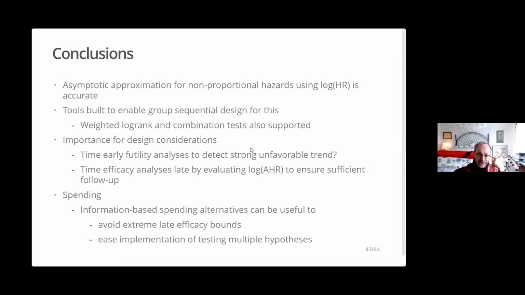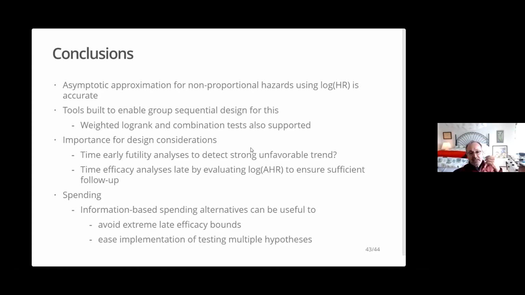So the asymptotic approximation for non-proportional hazards using the log hazard ratio is pretty accurate. And we've also done this for weighted log rank tests and combination tests. Cyrus has certainly done those as well. I don't know if he's done it commercially, but maybe he can comment if he's on. So basically we've built some tools to enable this, and I haven't put up the software, but let me know if you're interested, and I'll try to get you a reasonably current version.